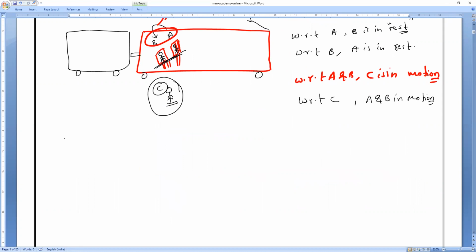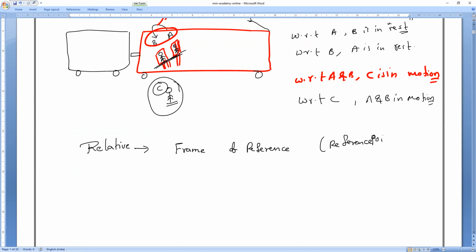So that is what we call relative. Relative, all of you remember, means with respect to a reference point. So that is what we call a frame of reference. What do we call it? Frame of reference, or we can say reference point.